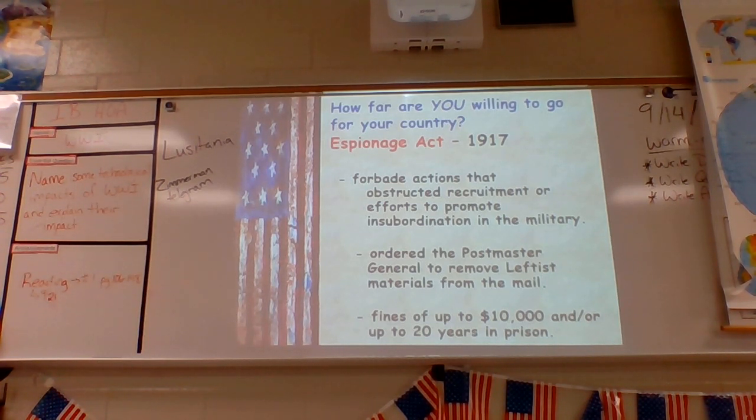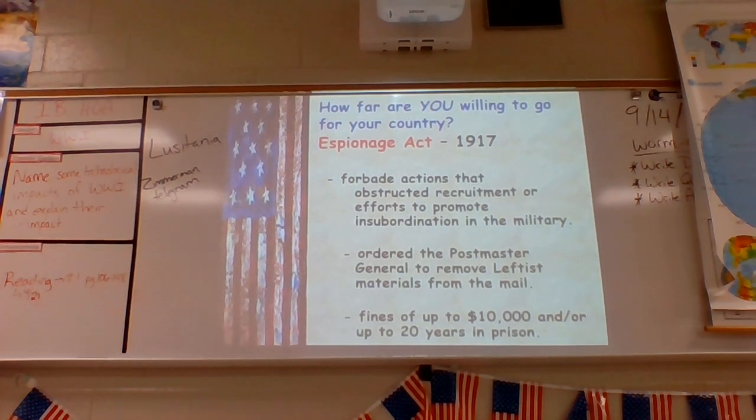The first one is the Espionage Act. The Espionage Act of 1917. The government was afraid of German spies. And so the Espionage Act forbade actions that basically obstructed the war effort.